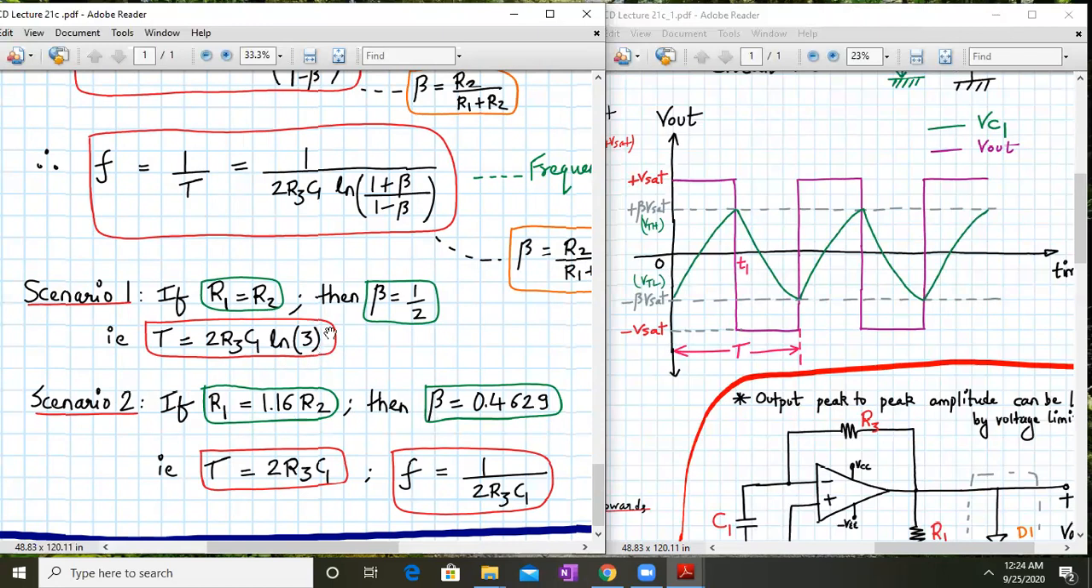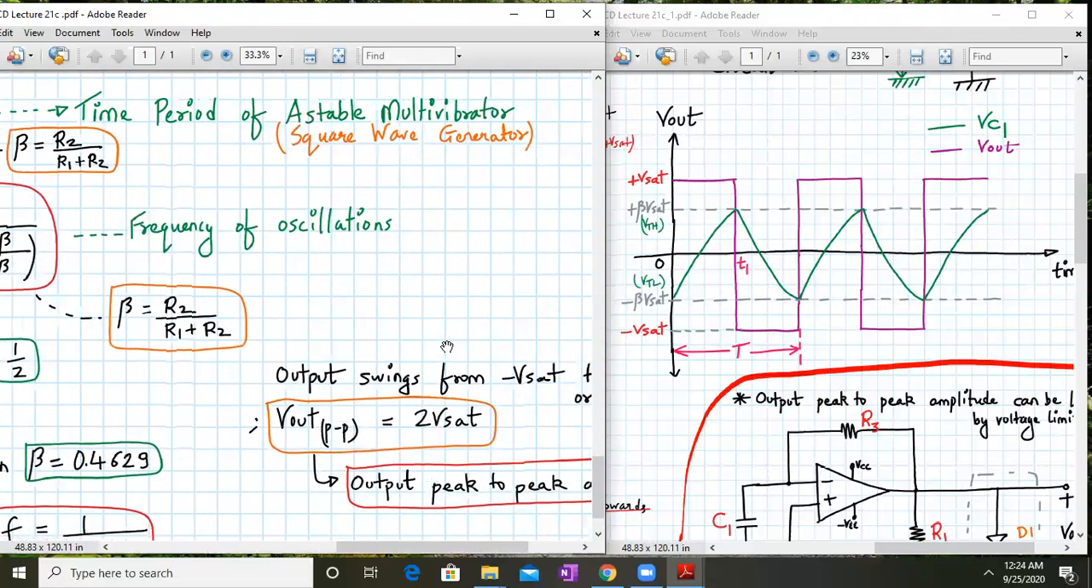And if you take the natural log of 1 plus beta upon 1 minus beta, you will get 1. So my time period will be twice R3 into C1. So my frequency of oscillation in this case, whenever I select the resistor R1 as 1.16 times R2, will be 1 upon 2 R3 into C1. So the frequency of the square wave totally depends upon the external components R3 and C1. Okay, I hope that this point is clear.